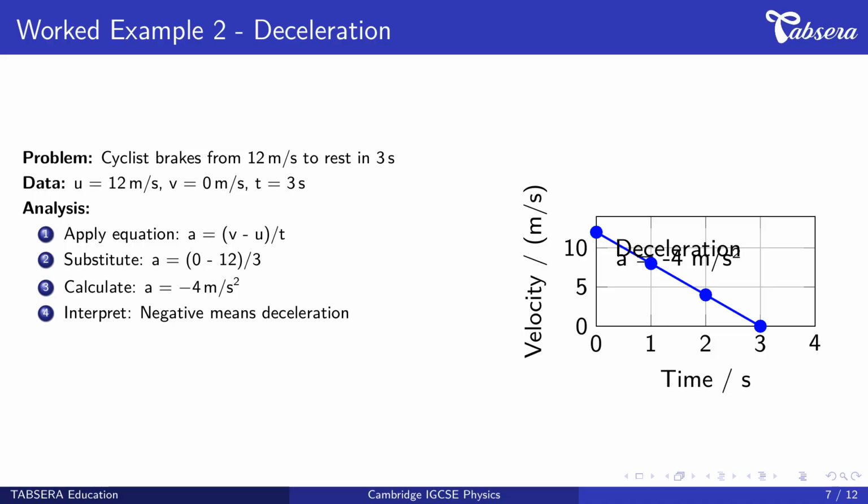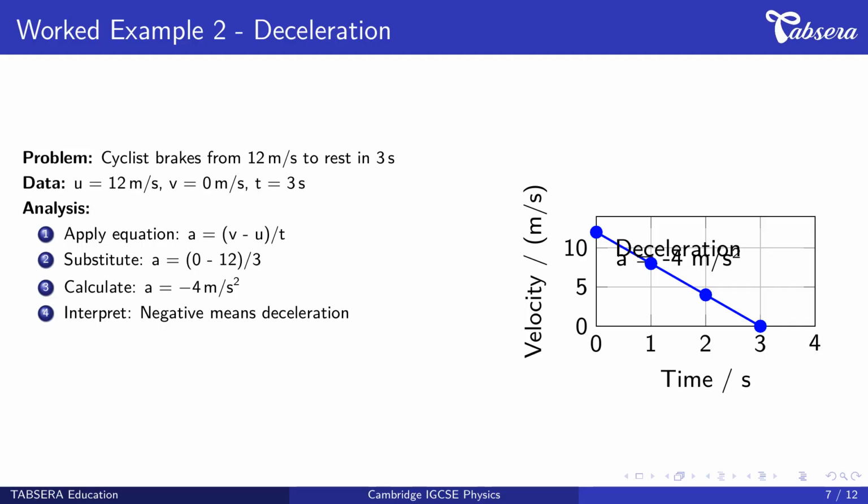Example 2 applies the same principle to deceleration. The problem is, a cyclist brakes from 12 meters per second to rest in 3 seconds. Find the acceleration. The data shows initial velocity u equals 12 meters per second. Final velocity v equals 0 meters per second since the cyclist comes to rest, and time t equals 3 seconds.